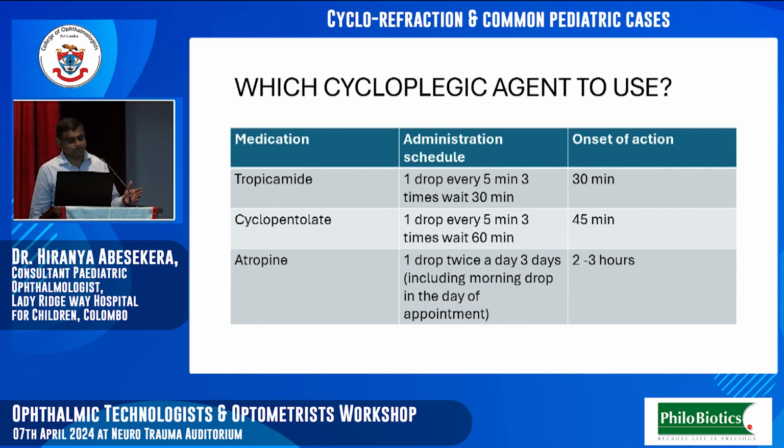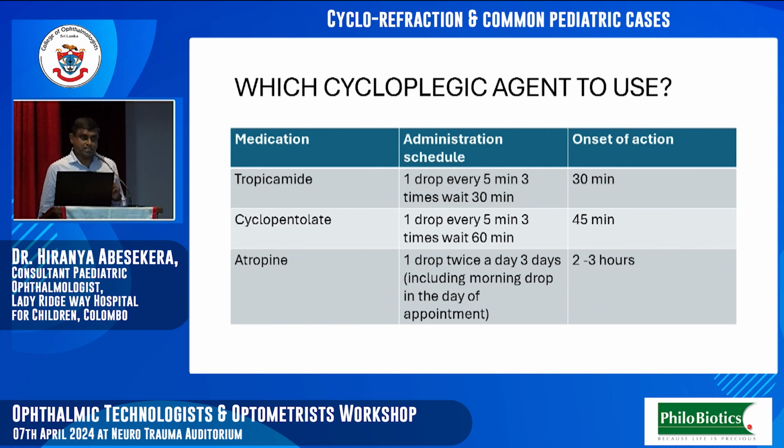Doing atropine refraction for all esotropes was the practice some time back. But now I think we are giving up, and we are doing atropine refraction only for very selected cases. So cyclopentolate remains our ideal drug to do cycloplegic refraction.